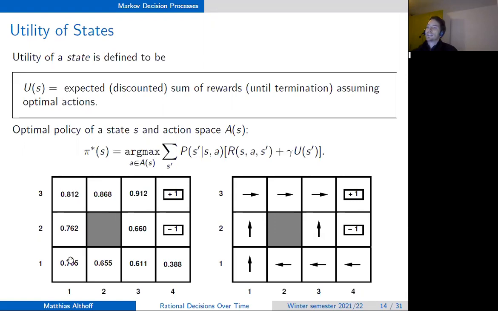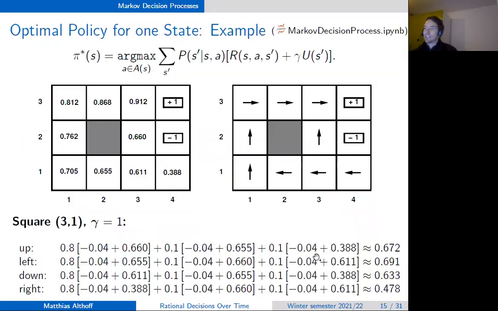Now in each of the states, we have already written the sum of rewards that we expect when we start in the state. So what we now have to do is check: if we go up, we go with 80% in this direction, with 10% we stay in this state, and with 10% we go here. Then we get the rewards and add the utilities, and we check this for up, left, right, and down. Then we choose the action which is best, and this best action is the optimal policy that you see here. This is shown on the next slide for this exact numerical example.